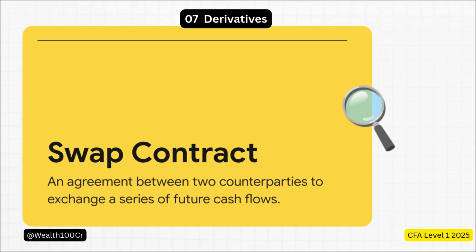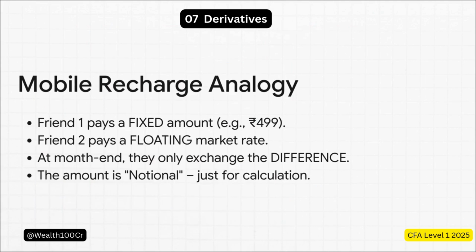So, a swap is just a promise to exchange money later on. Simple, right? Now, to make this really clear, let's take an example from our daily life. Let's think about a mobile recharge plan. Imagine two friends, Anil and Sunita. Anil says, okay Sunita, I will pay a fixed amount every month, say 499 rupees. Just like a fixed monthly mobile plan, no?